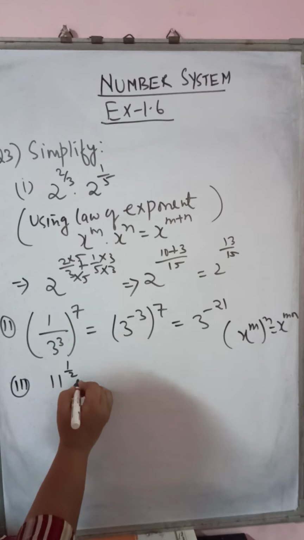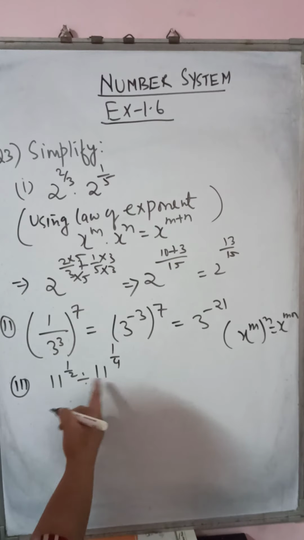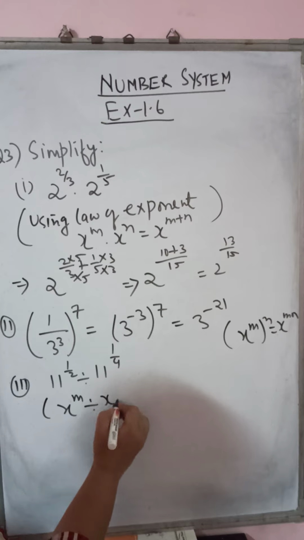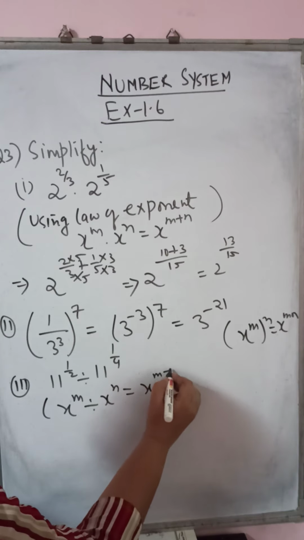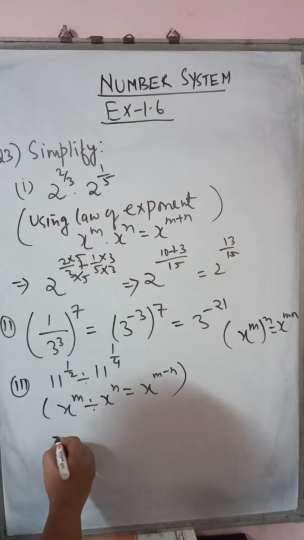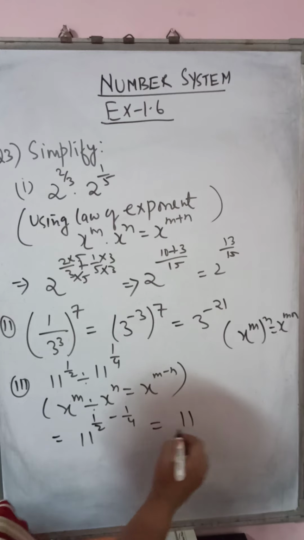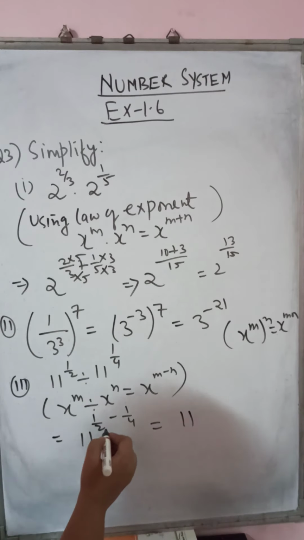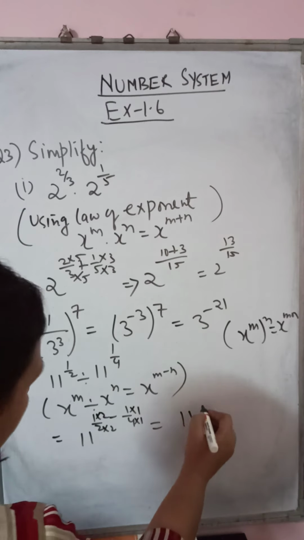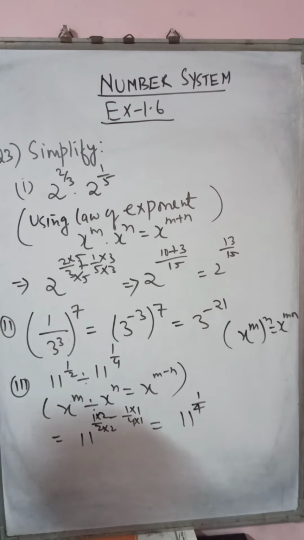Third part, 11 raised to power 1 by 2 divided by 11 raised to power 1 by 4. So which rule? Base is the same, division sign. So which rule will we use here? x raised to power m divided by x raised to power n is equal to x raised to power m minus n. So when the base is the same and there is a division sign, we subtract the power. So according to that, 11 raised to power 1 by 2 minus 1 by 4. The denominators are different, so we'll find the LCM, which is 4. So 2 minus 1, 1 by 4 will be the answer. Okay.